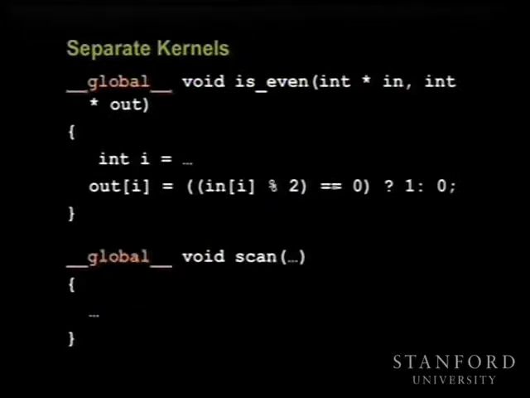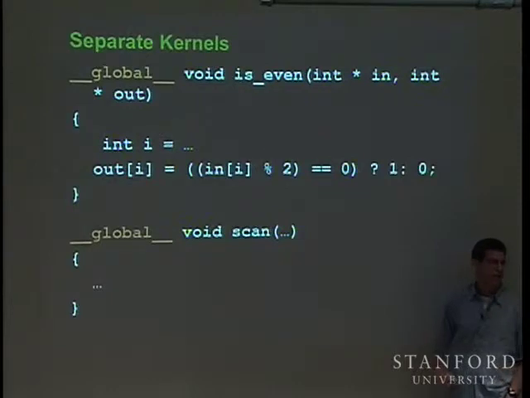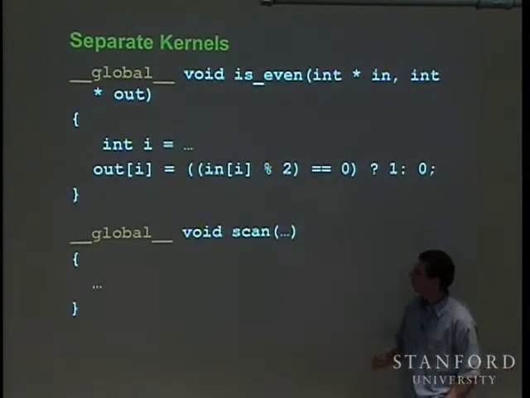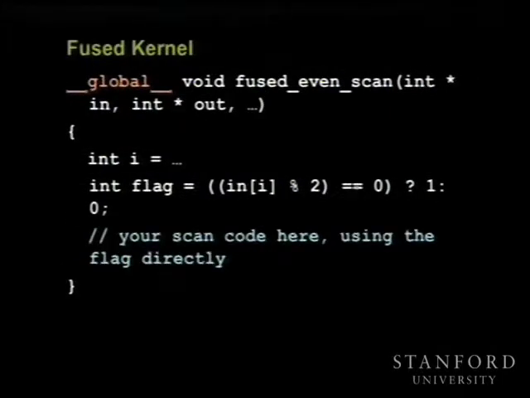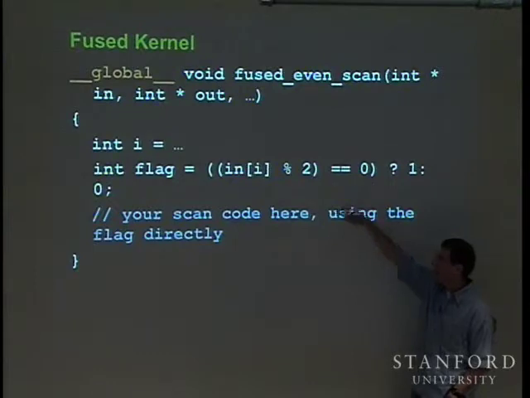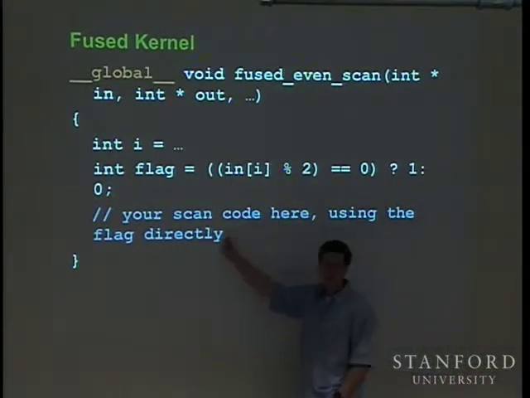For those of you who have started on MP3, and hopefully that's all of you, this should look familiar. You have a kernel which takes my output and determines, is it even or not? And then based on that, I'm going to do something with scan. So think about fusing those two kernels. Instead of outputting the value of even in a separate array, you just calculate it right before you start your scan, and then you pass the value of flag straight into your scan.